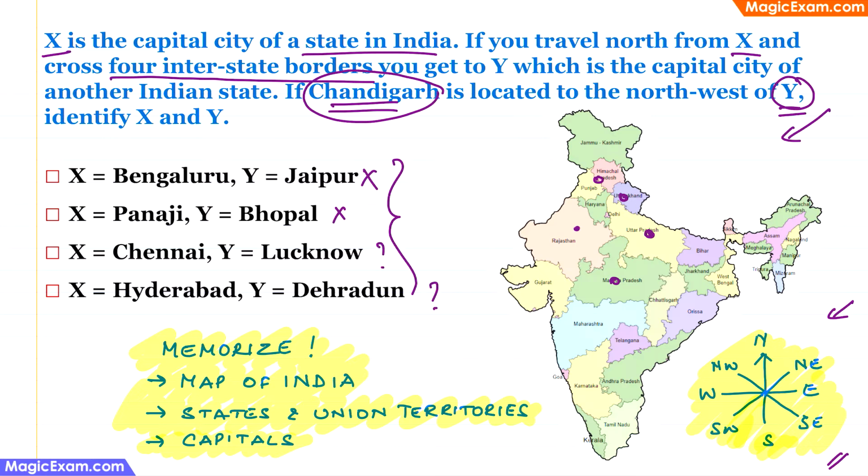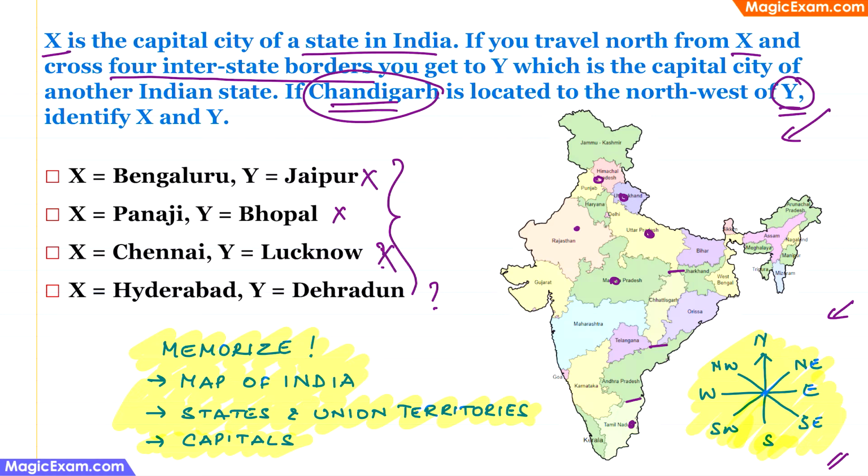Now, when we look at the possible options for X, first is Chennai. Chennai will be in Tamil Nadu, which will be here. Now, from Chennai to Lucknow, if you look at it, there will be 1, 2, 3. By crossing just 3 state borders, you can reach Lucknow. Therefore, this cannot be the answer choice.